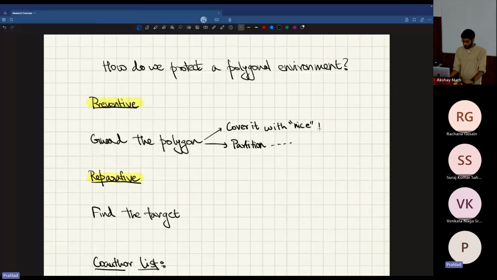And this is the first problem that we study, and this is the second one. I'll talk a little more about this later. The second one is the reparative thing that I was talking about: once your polygonal environment has been compromised, what do you do? You'd want to find the target.